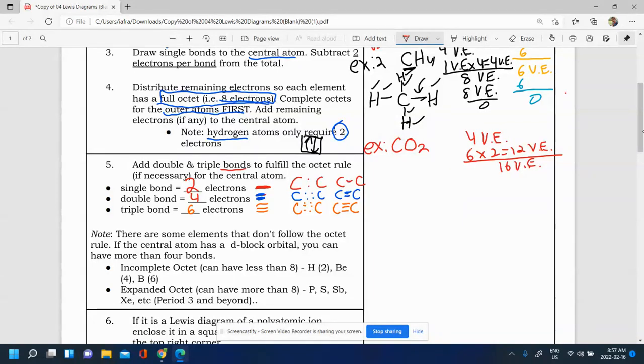Our central atom is going to be carbon. It's the one we have least of. There are more single unpaired electrons in carbon if you were to draw a Lewis structure. So for example, carbon would look like this compared to oxygen, which is like this. And also carbon is the least electronegative between the two.